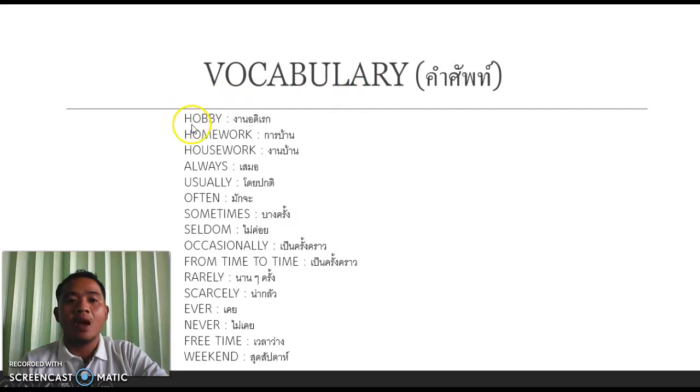We have hobby. Hobby. Second, homework. Homework. Next, housework. Housework. Next, always. Always. Next one, usually. Usually. Next, often.